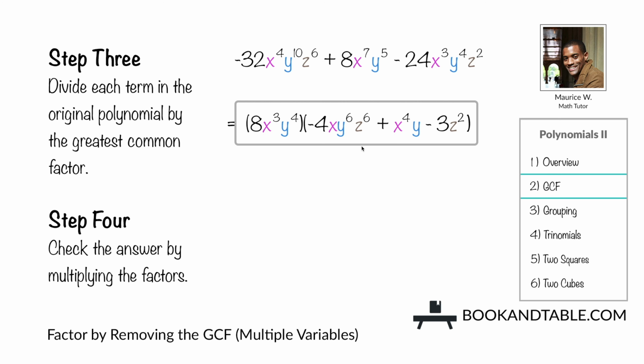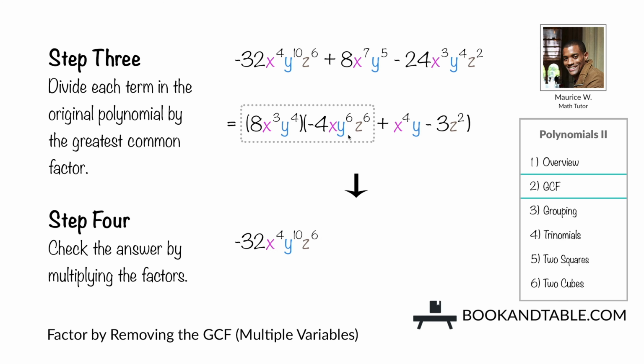And to check the answer, you want to multiply the factors. So we have 8 times negative 4, which is negative 32. X to the third times x would give you x to the 3 plus 1, which is 4. Y to the fourth times y to the 6th gives you y to the 4 plus 6, which is 10. And z to the 6th times nothing is just z to the 6th.